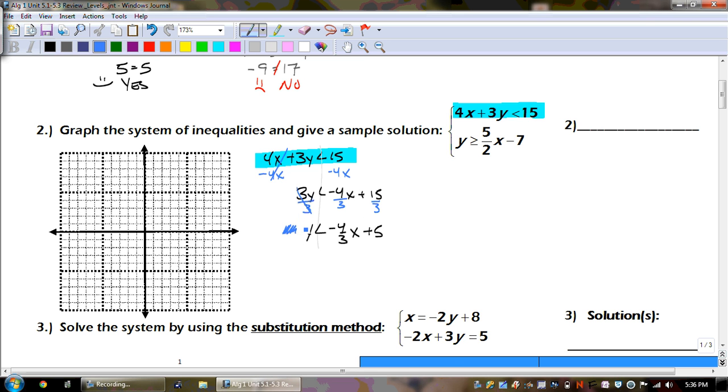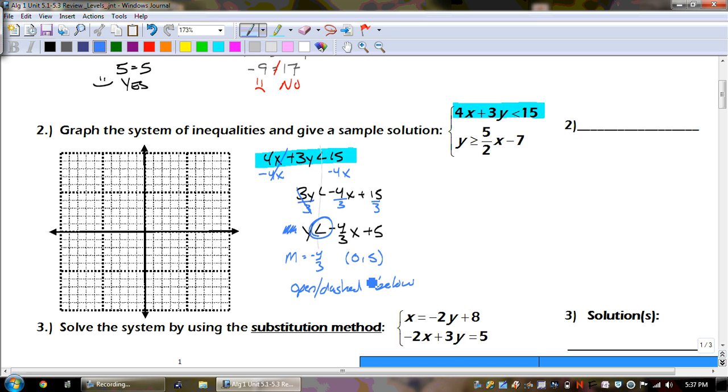This is going to be my blue line right here. I know that my slope is -4/3. My y-intercept is (0, 5). And looking just at our symbol, I know that it's going to be open and dashed, and that we're going to have to shade below.